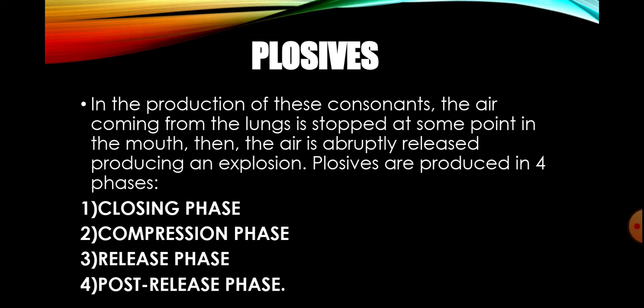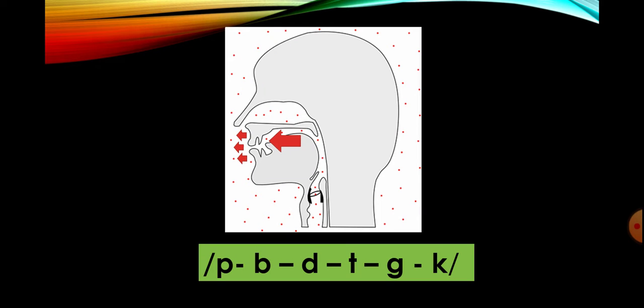So plosives are produced in 4 phases. Number 1, the closing phase. Number 2, the compression phase. Number 3, the release phase. And number 4, the post-release phase. So, during all these phases, from number 1 to number 4, the air coming from the lungs is stopped. It is compressed here, as you can see, inside the mouth.